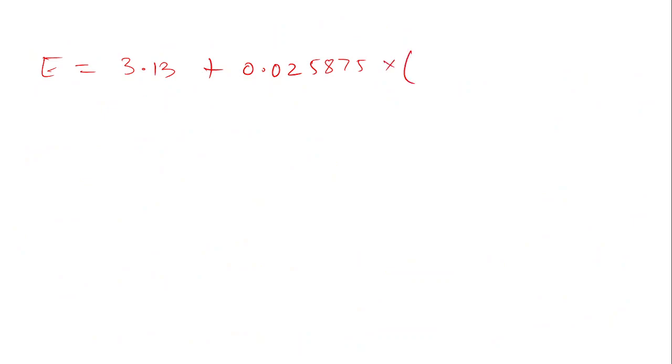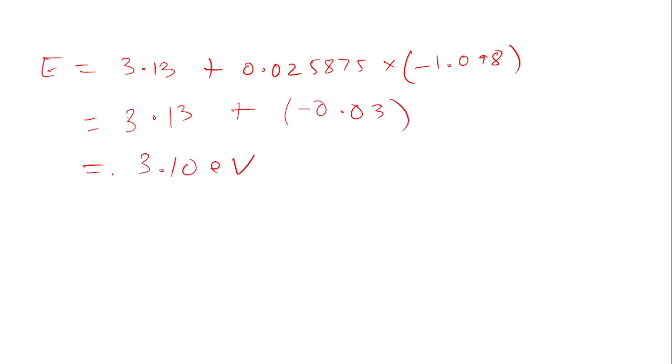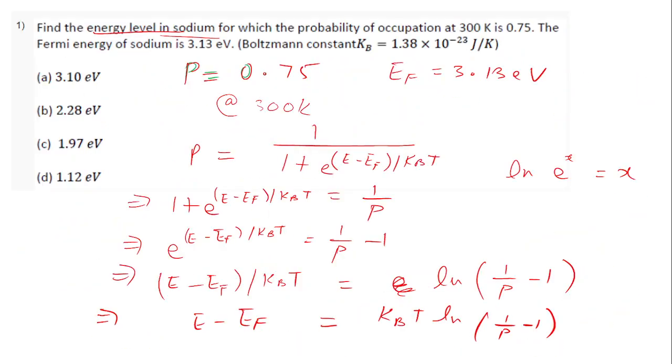0.025875 multiplied by minus 1.098. When we calculate this, the answer will be 3.13, plus this will be minus 0.03. The answer will be 3.10 electron volt. So this 3.10 electron volt is the correct answer.